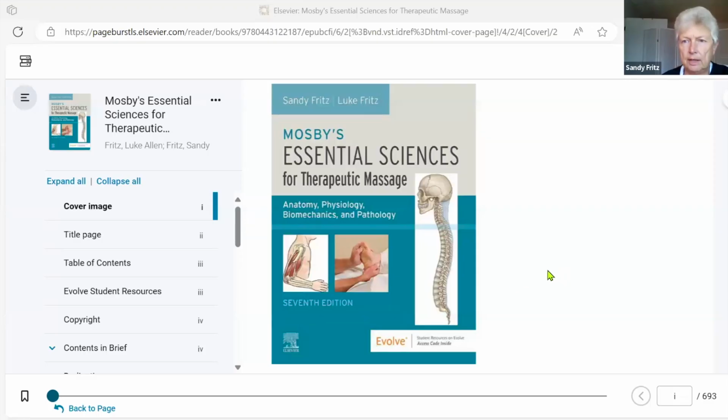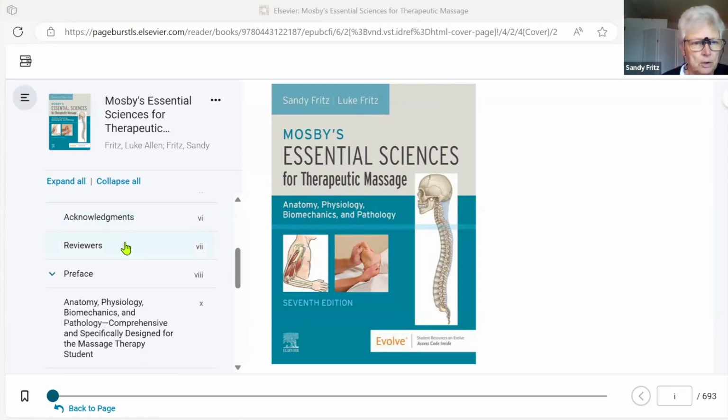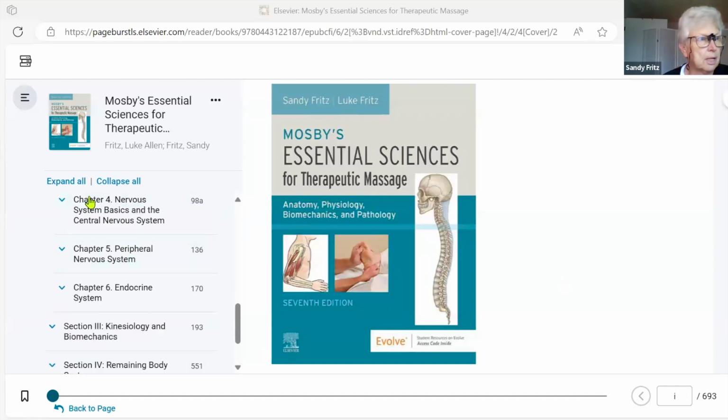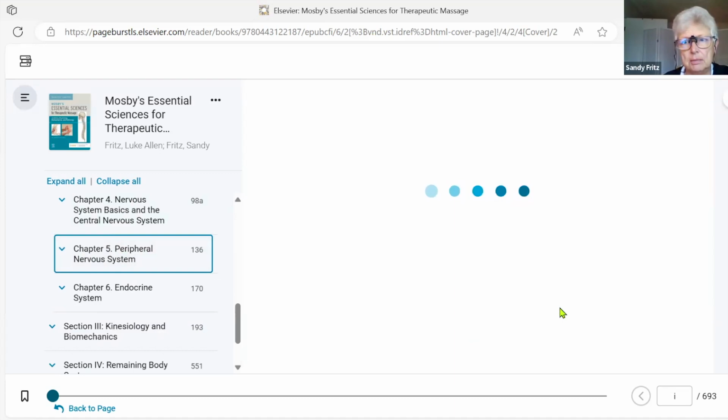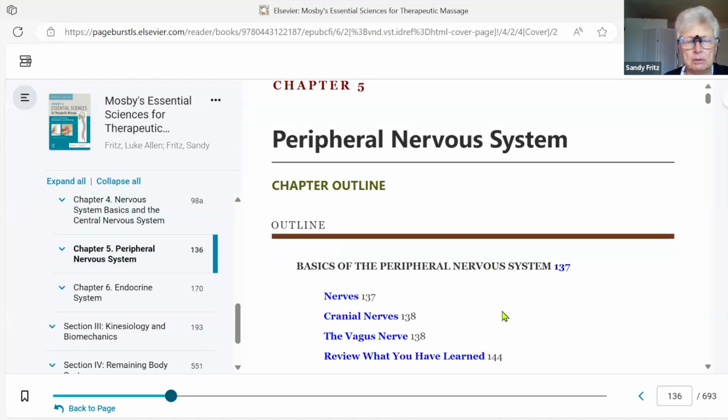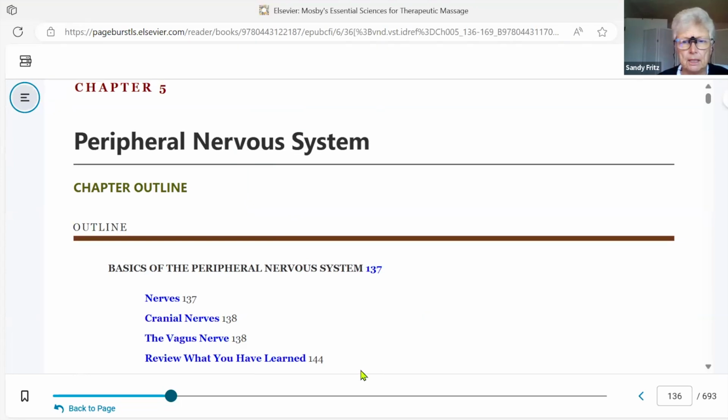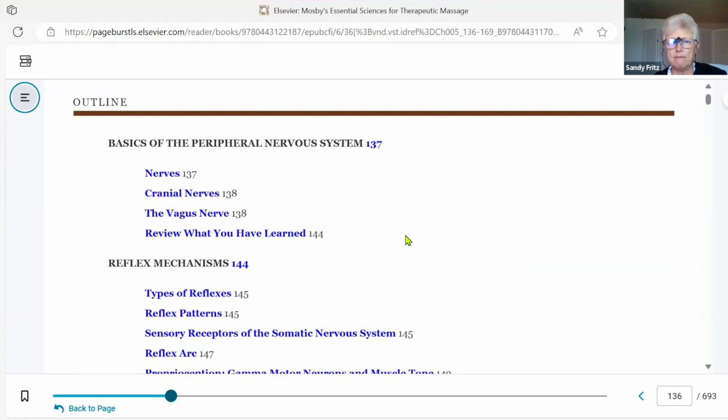There's the beautiful cover of the textbook. And I got to get my glasses on so I can see, make sure no hair is sticking out and distracting there. And then down we go to our table of contents. And here is our chapter 5, peripheral nervous system. So last time, the last video, we talked about the nervous system overall, and then more specifically on the central nervous system. So the peripheral nervous system is all of the stuff outside of the central nervous system.